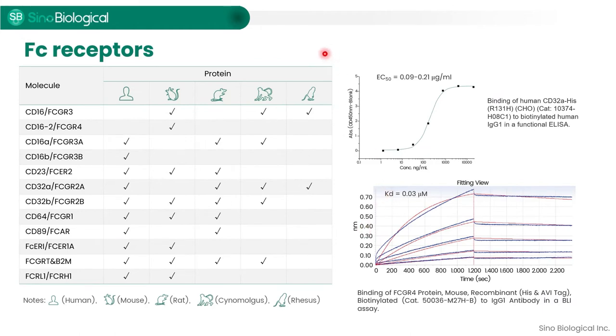Sino Biological is also the largest supplier for bioactively validated Fc receptors from different species, like human, mouse, rabbit, and rhesus, and they are recombinantly produced using different expression systems. It includes variants for different antibody format binding, for example, the Fc alpha receptor for IgA binding, Fc gamma receptor for IgG binding. The bioactivity is also validated by either the ELISA assay or other QC methods such as SPR or BLI.